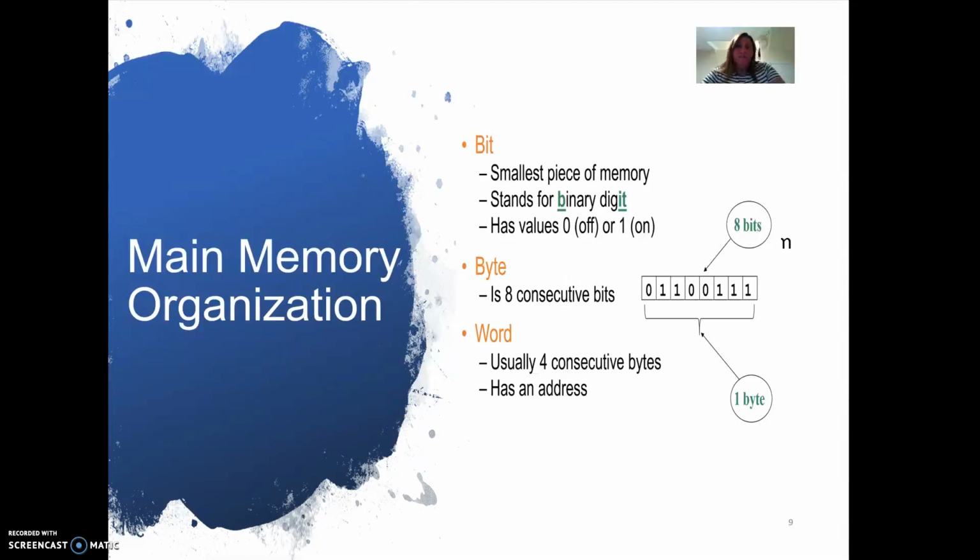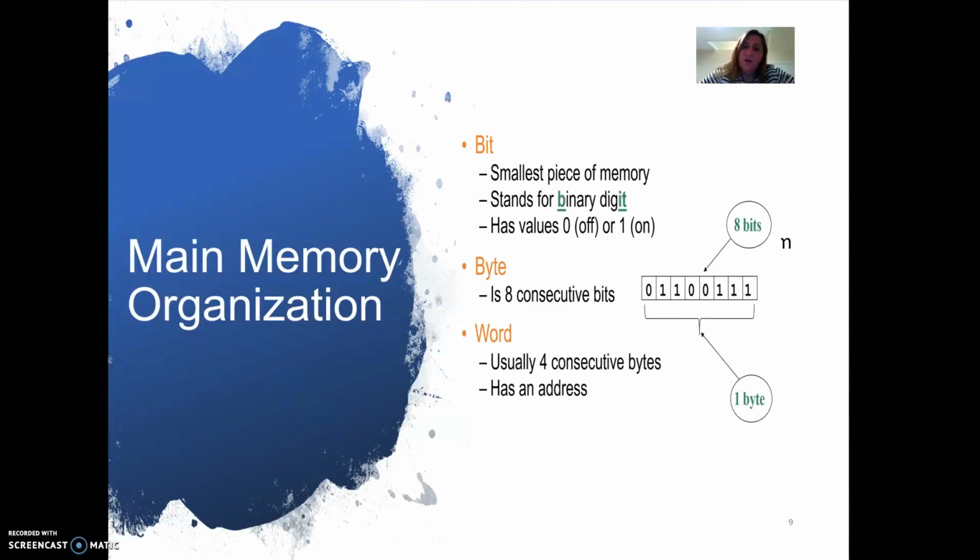Your main memory is organized as follows. The smallest unit of storage of data is called a bit. A bit stands for binary digit. So that's the smallest piece of information. Information is stored in a computer in the form of 0 or 1. What that means is that when there is electricity, when the signal goes through, that's a 1 or on, and when it's off, that's a 0. So a bit basically is the smallest piece of information.